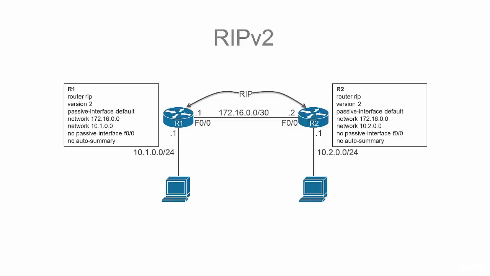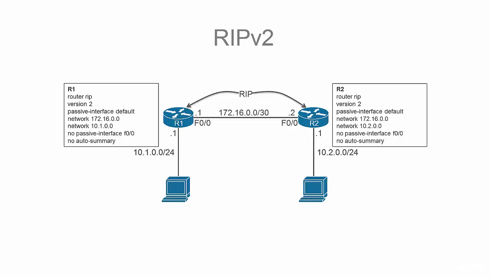Alright, now we're ready to hop into the lab and configure RIP version 2 between our routers. Here's what the topology looks like that we're going to be configuring. Let's first review what our configuration is going to look like.